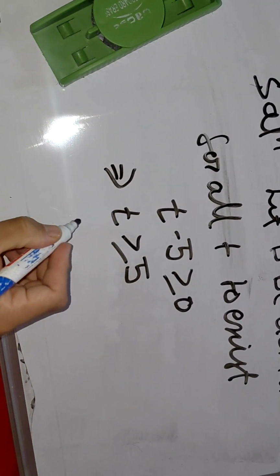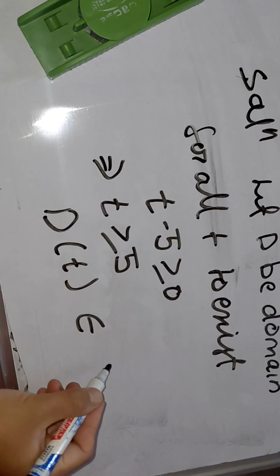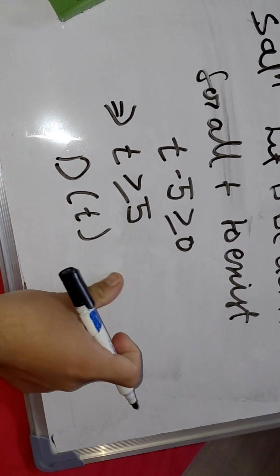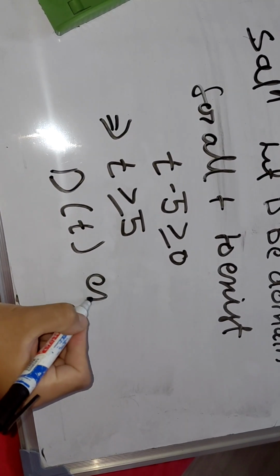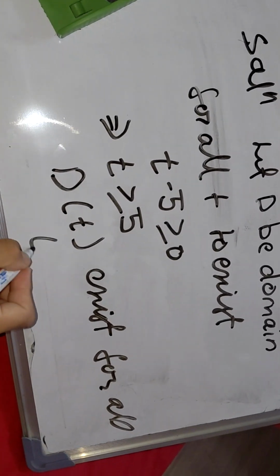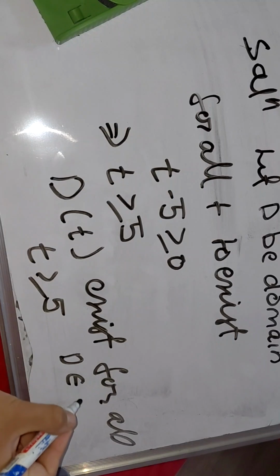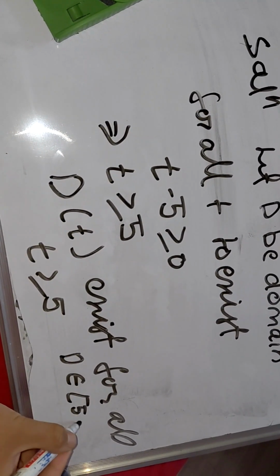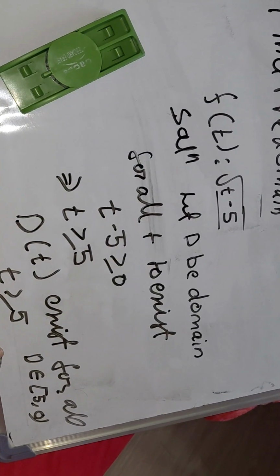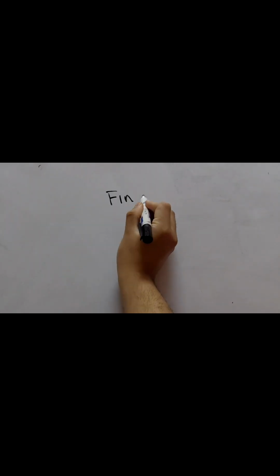So the domain of t belongs to the numbers that are greater than or equal to 5. The domain exists for all t greater than or equal to 5. The domain belongs to [5, infinity). This is how we find the domain of this function. Again, we have determined the domain.